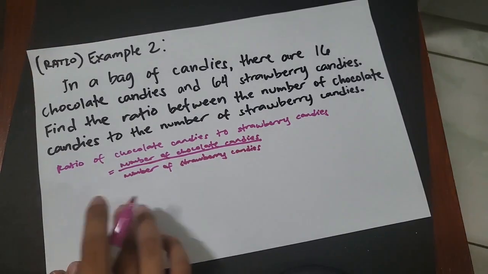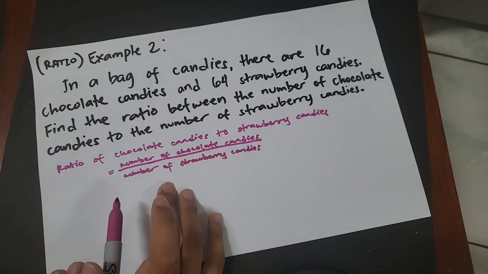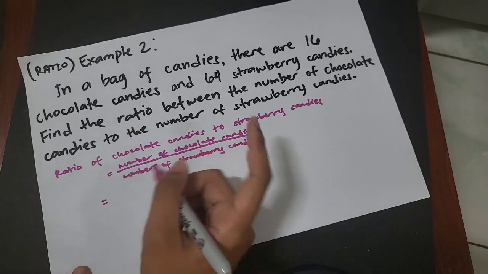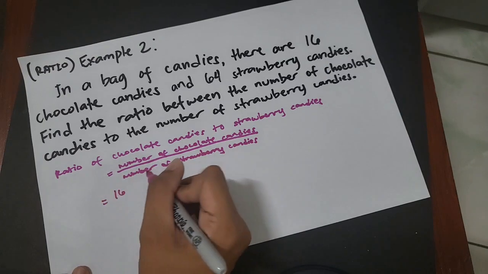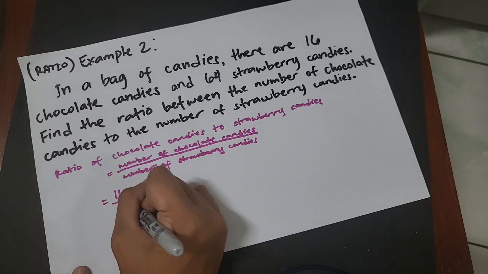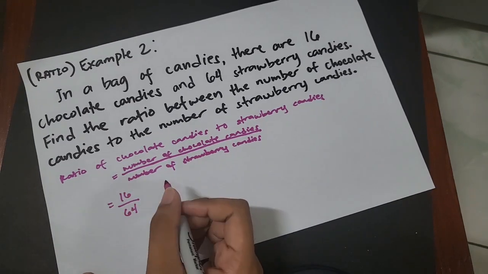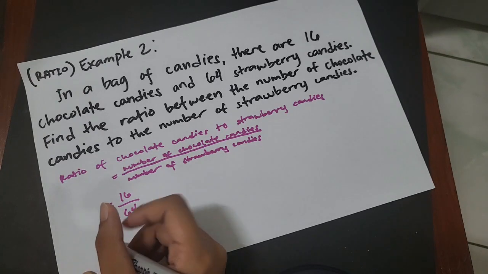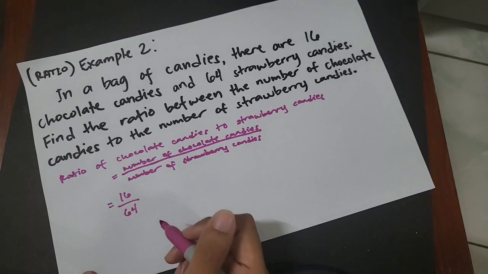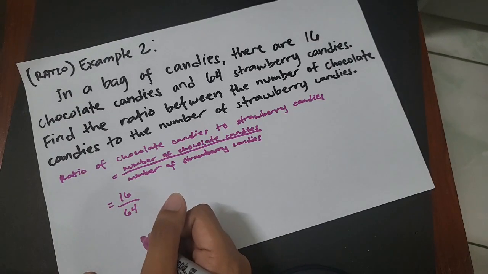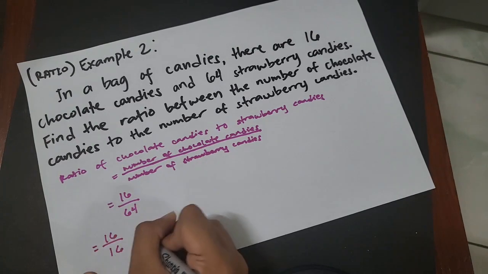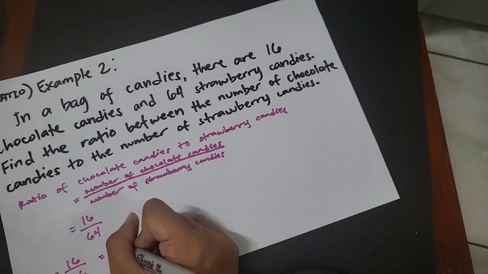And yung ratio ng chocolate candies 16, and then yung strawberry candies is 64. And then simplify natin. We can divide both the numerator and denominator by their GCD, which is 16. 16 divided by 16 equal 1.